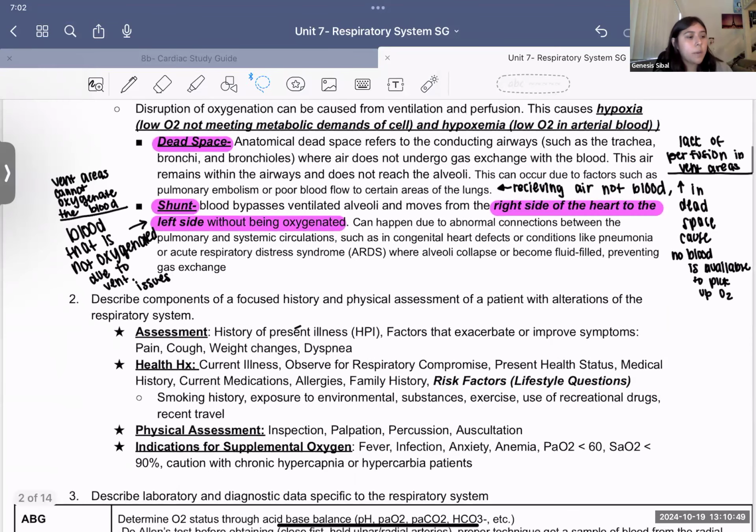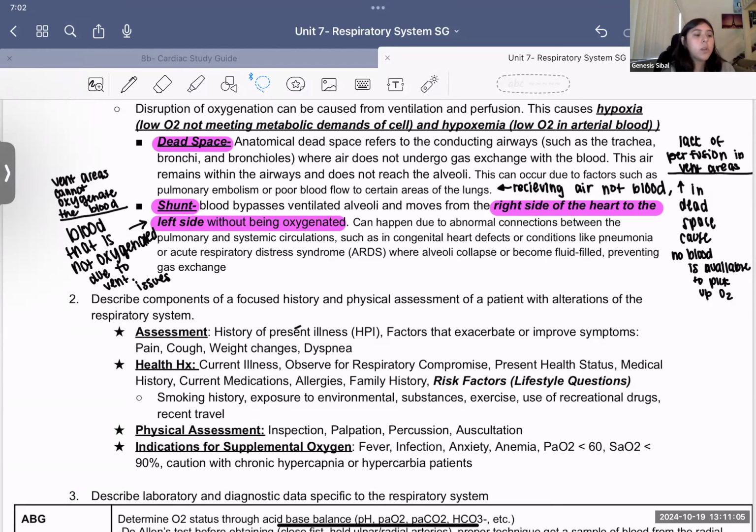So yeah, I just talked about hypoxia, so those tissues not being properly perfused and not getting the oxygenation. So there's low O2, it's not meeting the metabolic demands of the cell. And then hypoxemia, there's actual low O2 in the arterial blood.